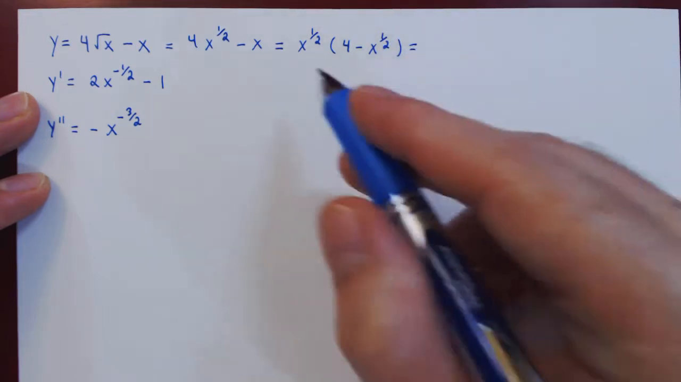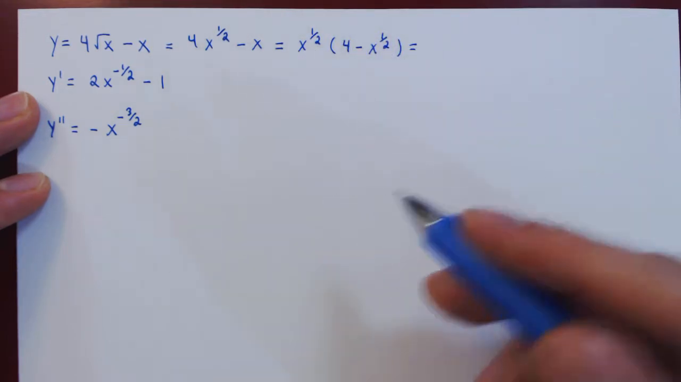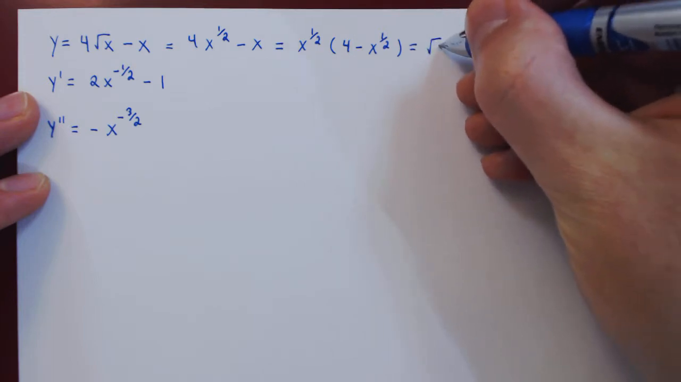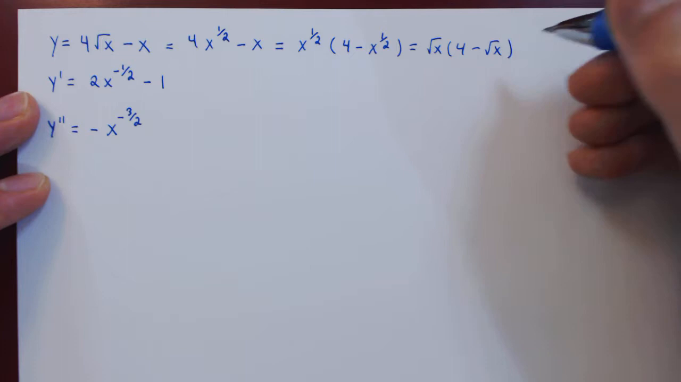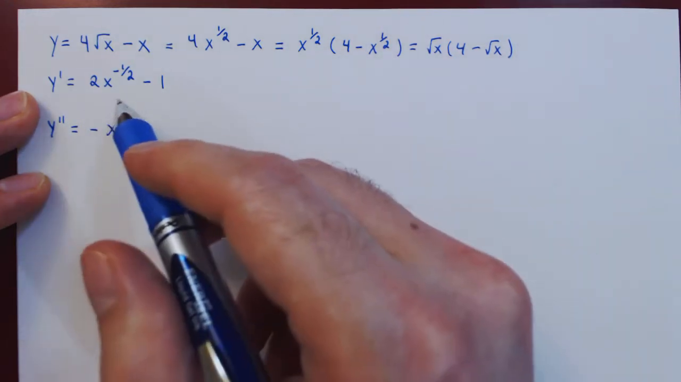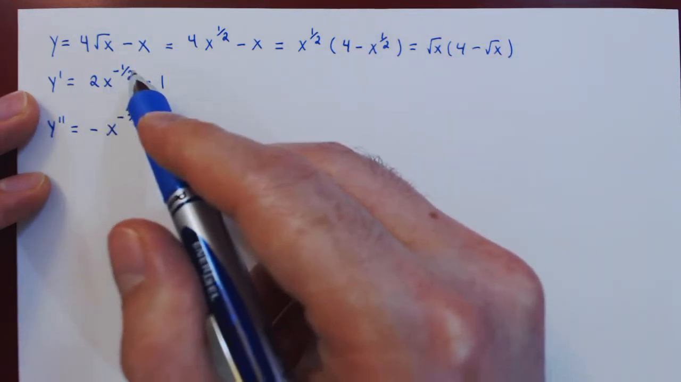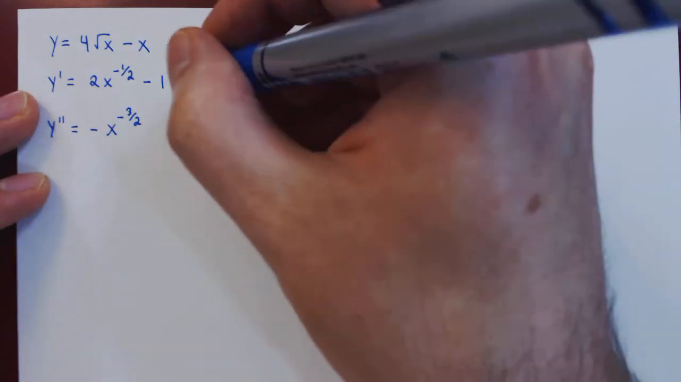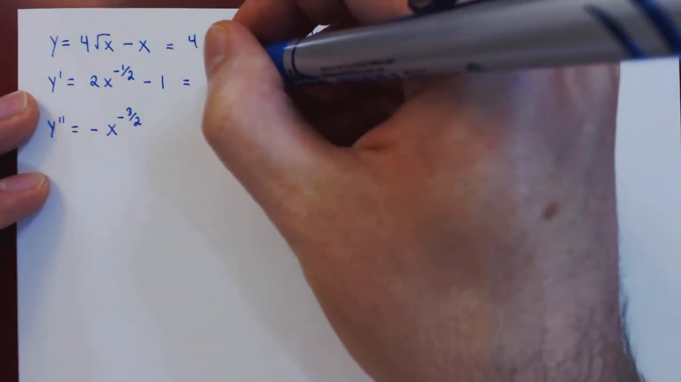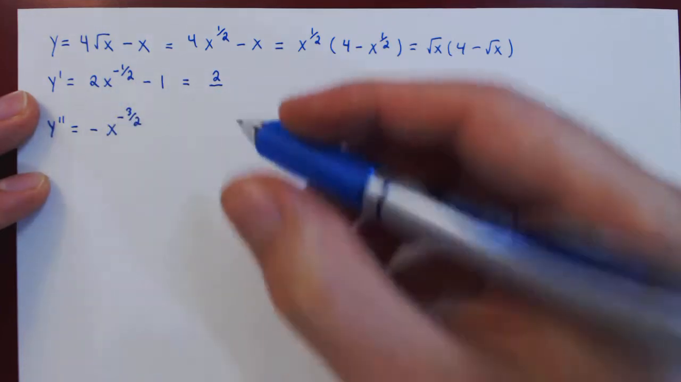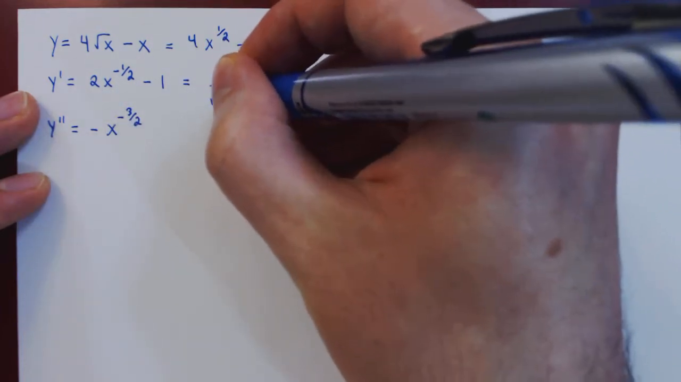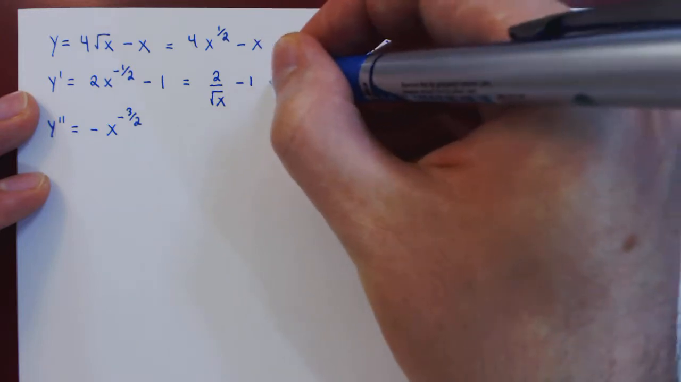And we can rewrite this now back into the square root form. So root of x times 4 minus root of x. Now here, the negative exponent can be brought down to have a positive exponent. So we have 2 over, and then x to the 1/2 is the same as the square root of x. So 2 over root of x, then minus 1.